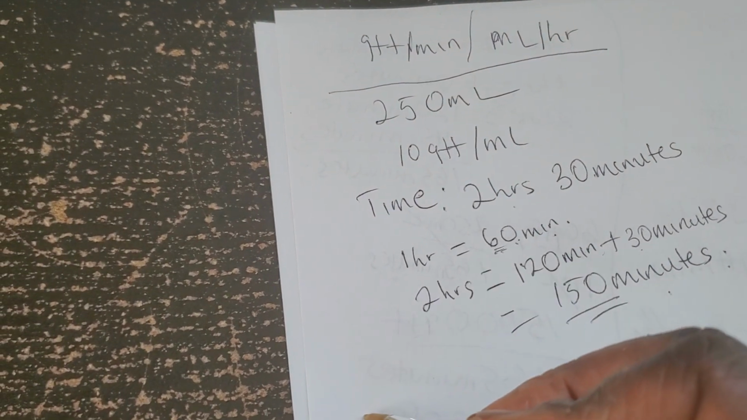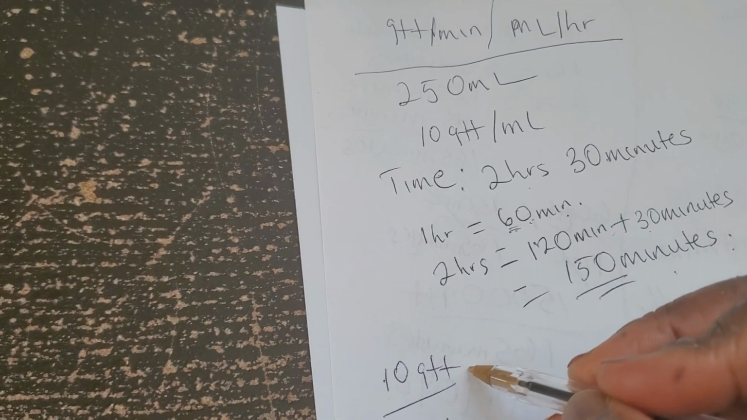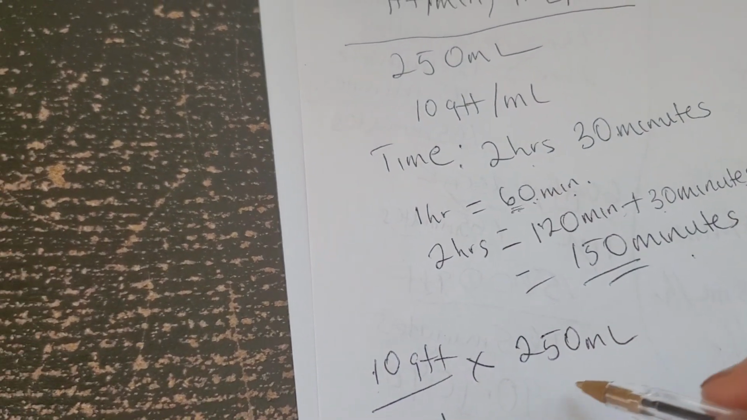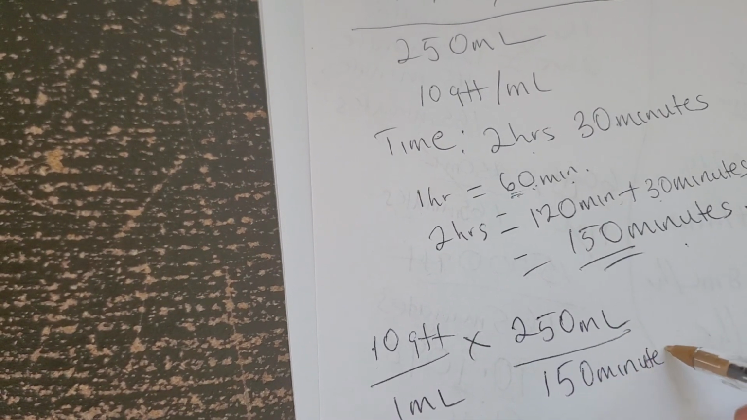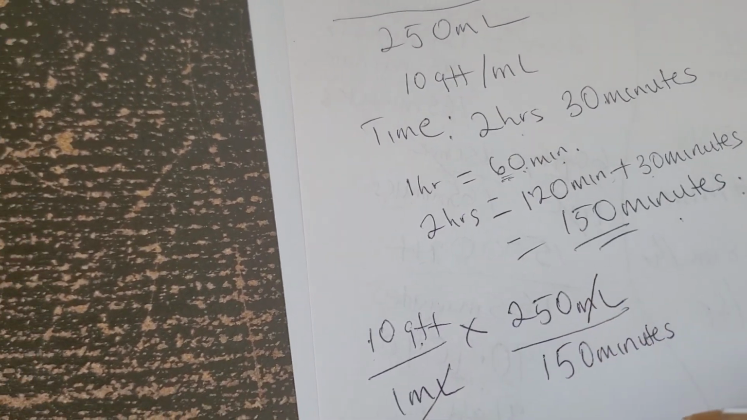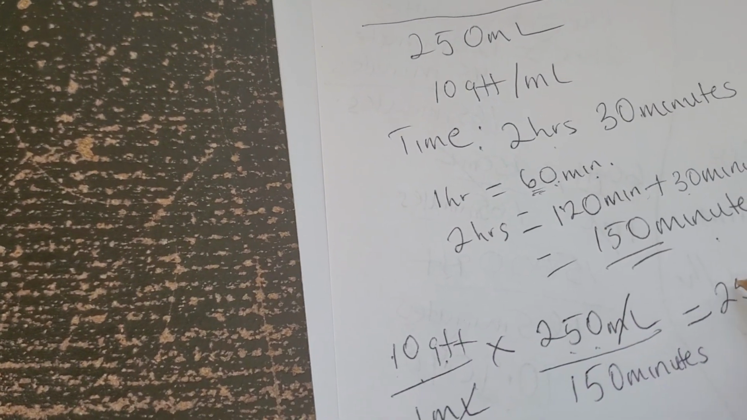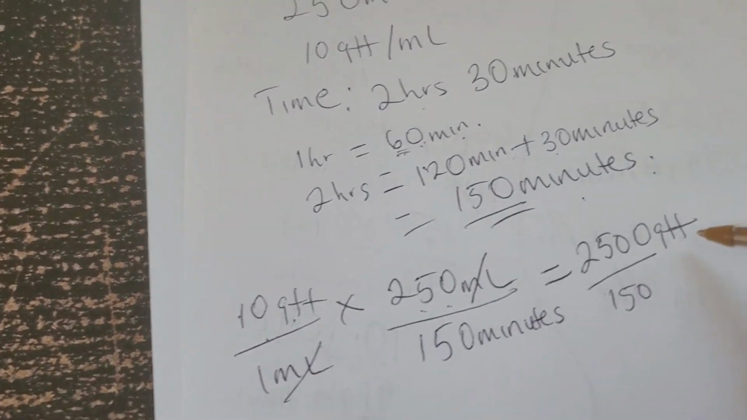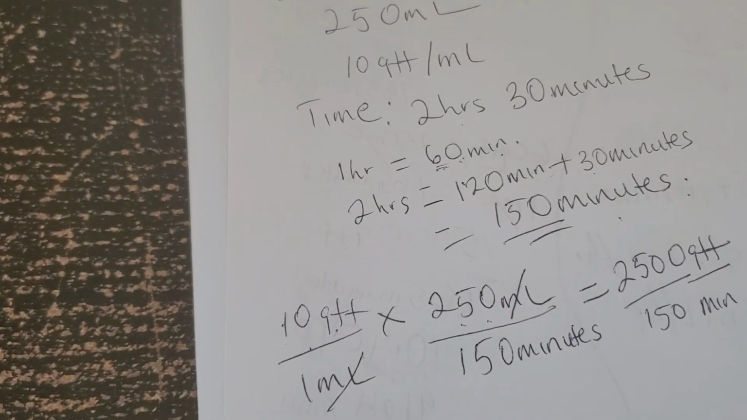Now our drop factor is 10 drops per 1 ml, multiplied by 250 ml, over 150 minutes. The drop is up because that's what we are looking for. ml will cancel ml. And 10 multiplied by 250 will give us 2500 over 150. So drops over minute, which is what we are looking for.